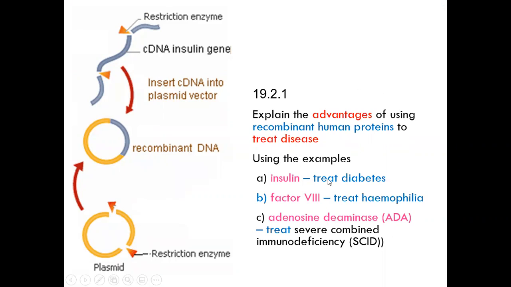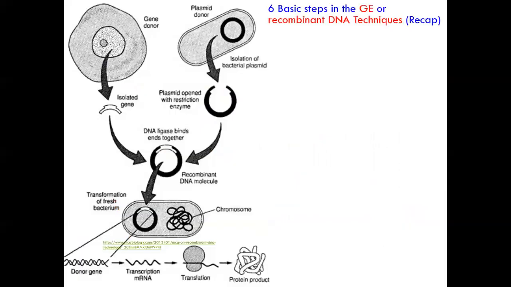For example, insulin to treat diabetes; factor VIII, to treat hemophilia because it's a blood clotting factor; adenosine deaminase, ADA, is an enzyme that is used to treat severe combined immunodeficiency. That means the person's immune system is weakened. So we use this protein that's produced, and inject it into the person's body to treat this disease.